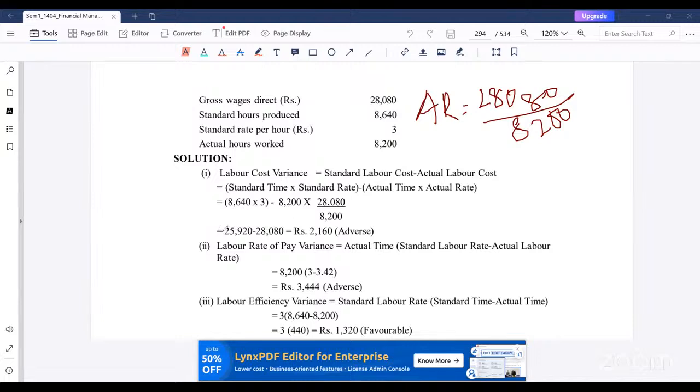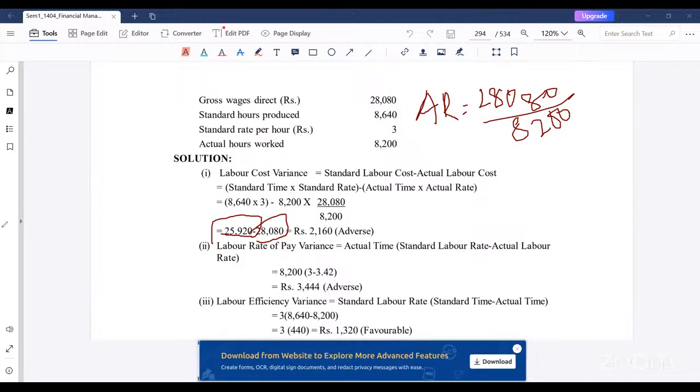So your standard labor cost is 25,920 minus actual labor cost of 28,080. So we get an adverse variance of 2,160.